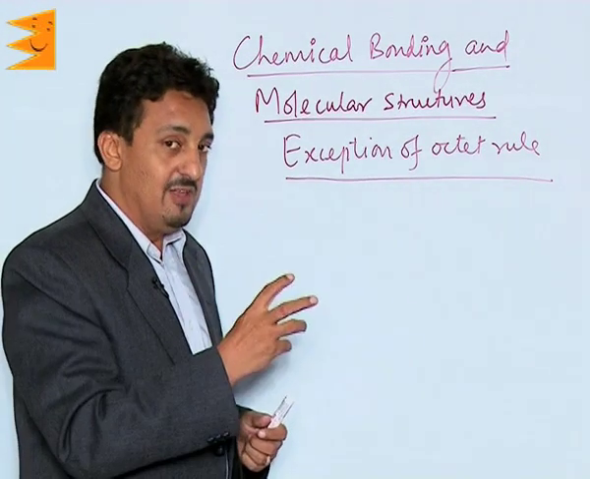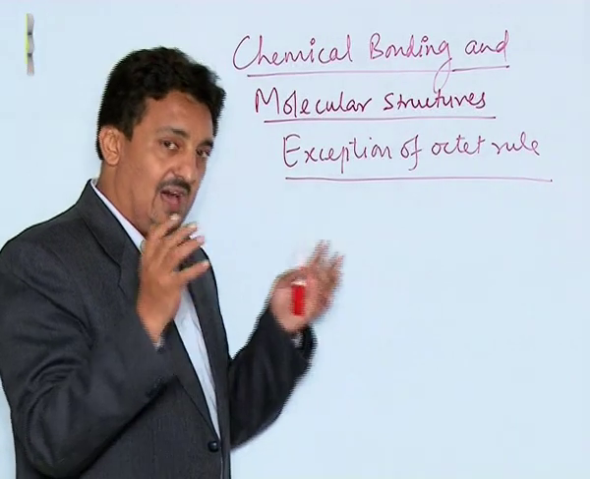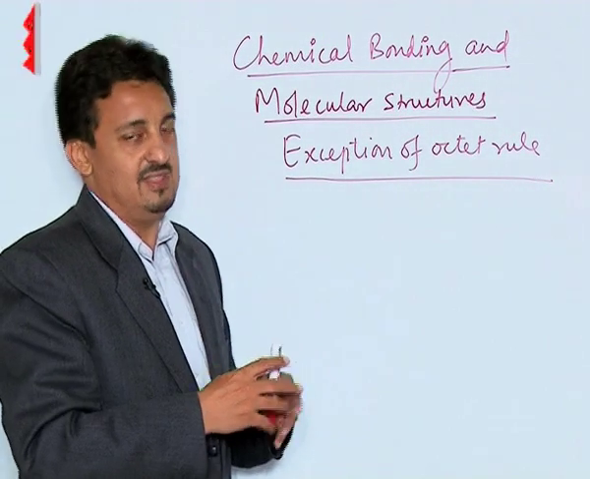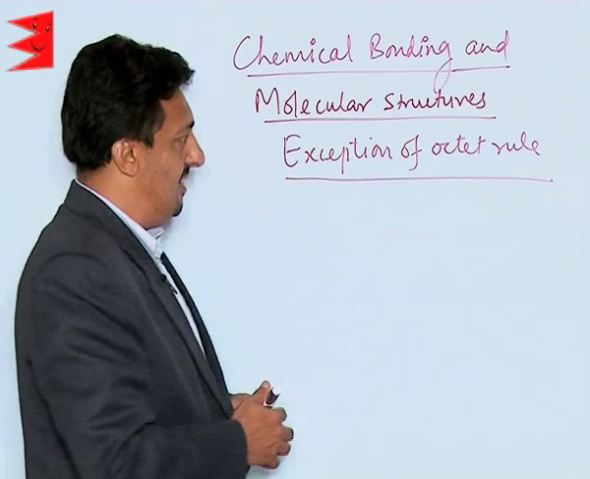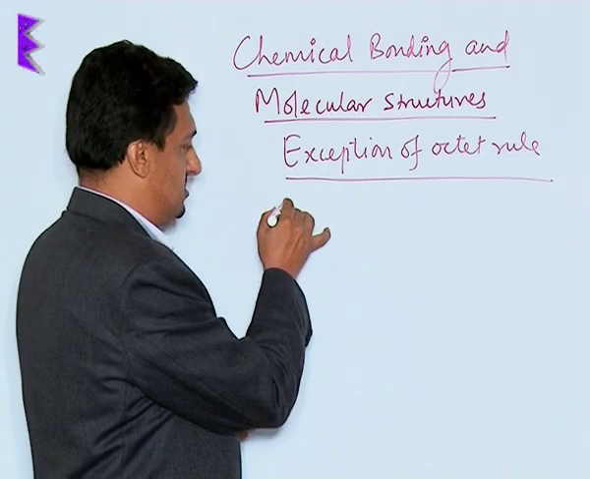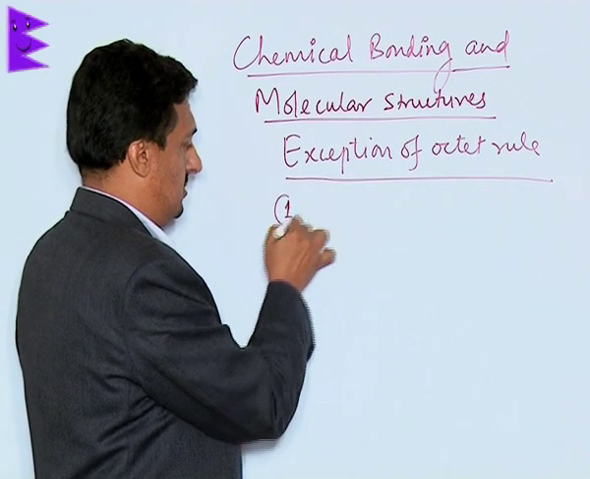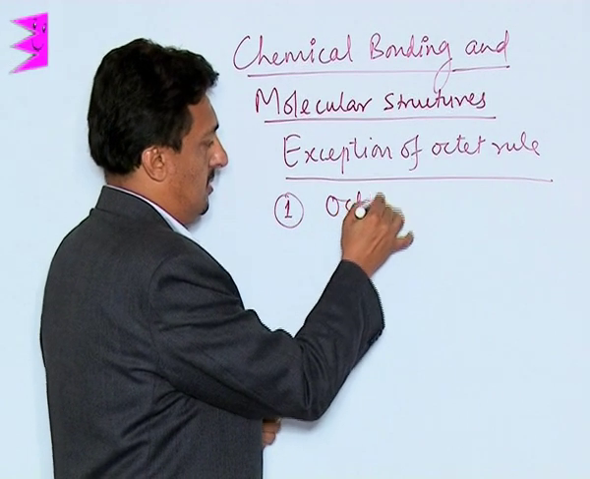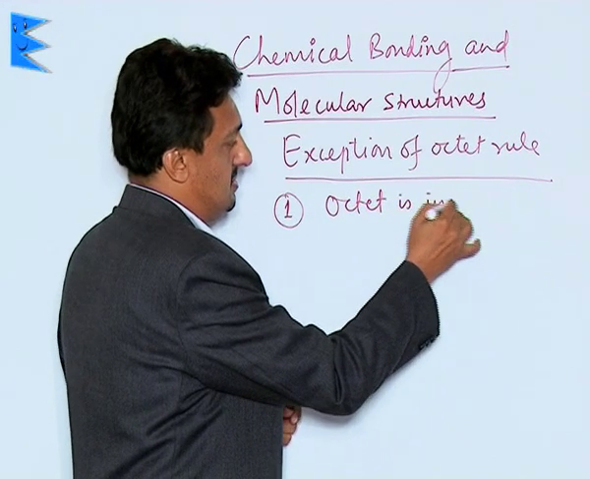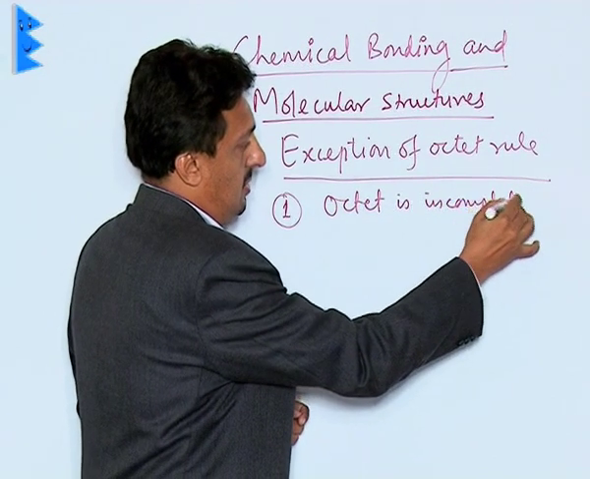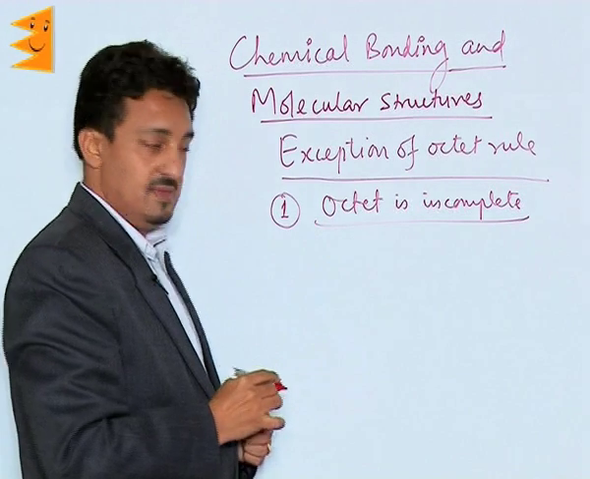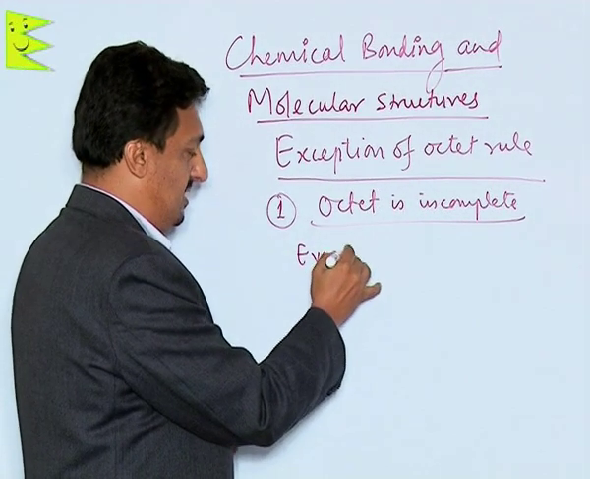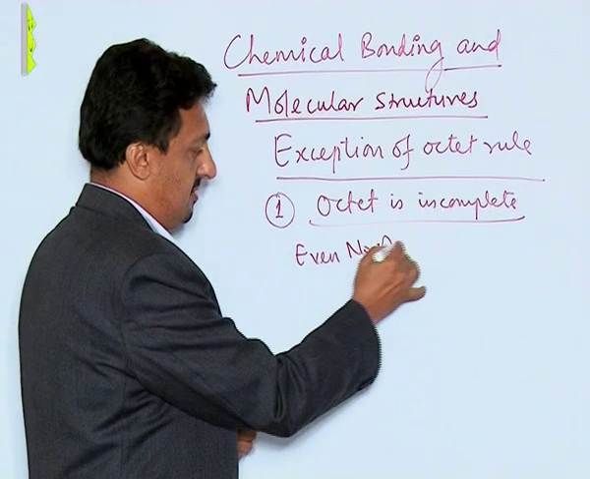Now we know the molecular species in which the atoms are combining and still their octet is not complete, but still they combine and they form molecular species. Now let us take first examples in which the octet is incomplete. Let us take example of molecular species with even number of electrons.